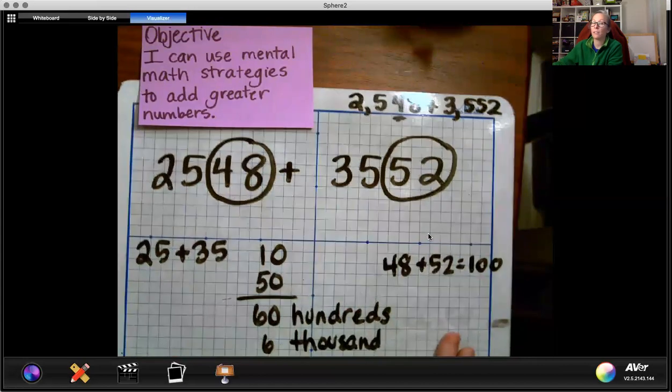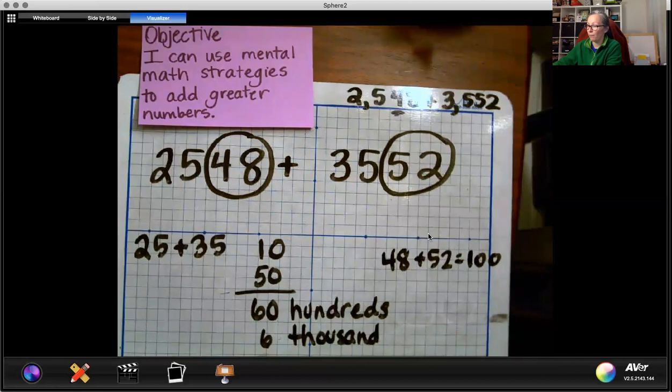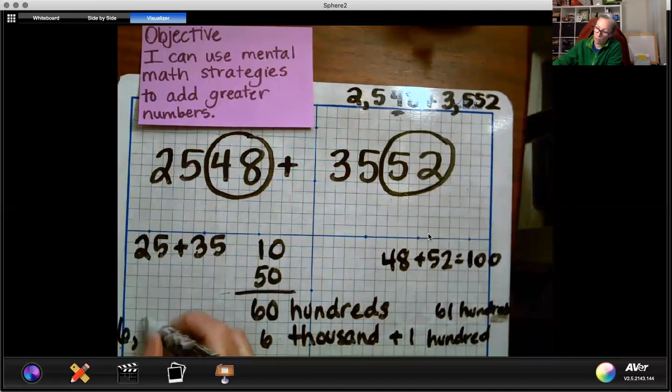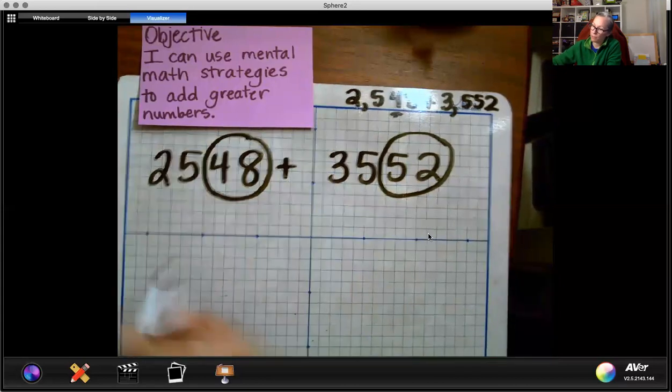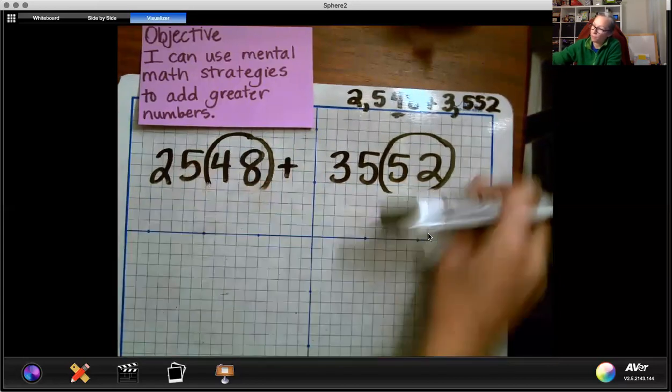But if you are a kid who already sees that, then you're in good shape, because now you have an answer of either 60 hundreds plus one more hundred, which would be 61 hundreds. Or the other way we say that would be 6,000 plus 100, which would give me an answer of 6,100, which we already know is correct from using the break apart strategy. Okay, and by the way, your student may see different friendly numbers here, and that's okay too.